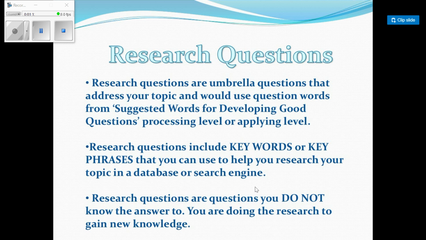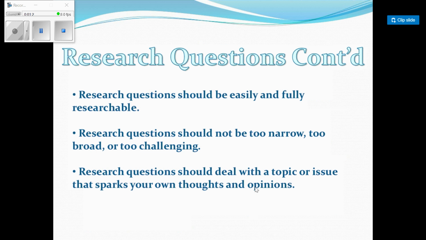You're not going to make your research question something that you already know the answer to. You want to do research, you want to gain new knowledge. Research questions should be fairly easy to research. You don't want to make your question too narrow or too broad or too challenging that when you go to research it, you can't really find enough information to make a presentation about.